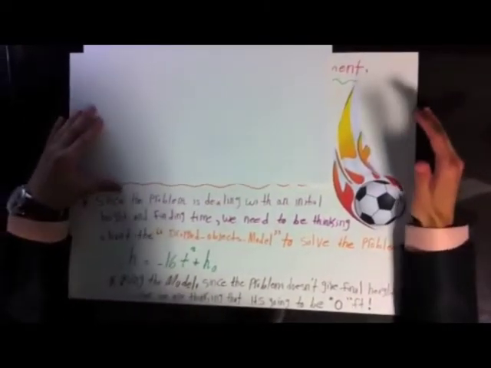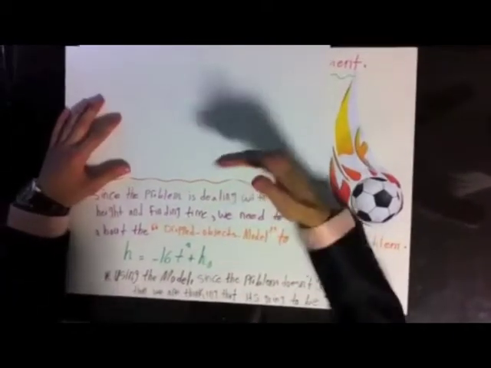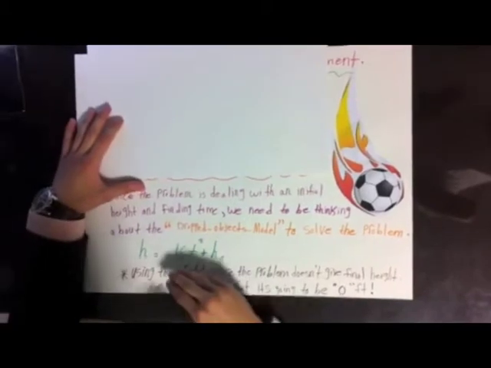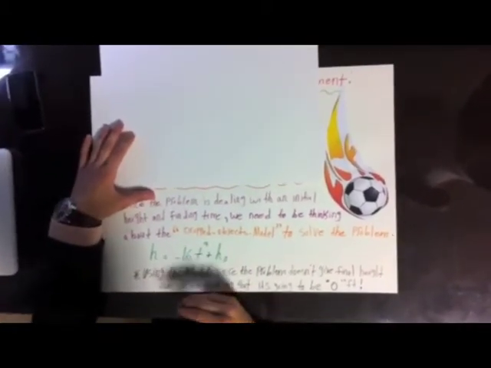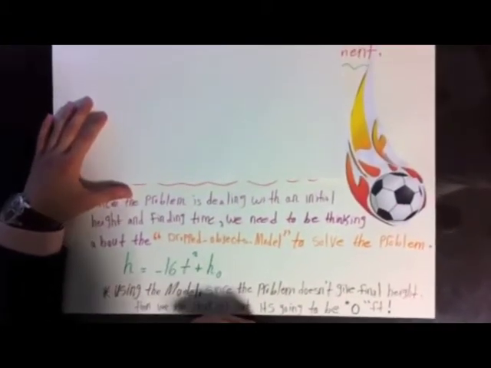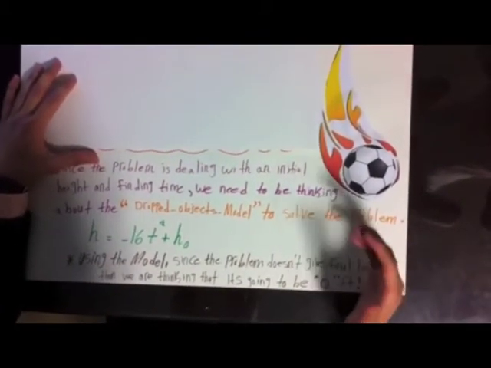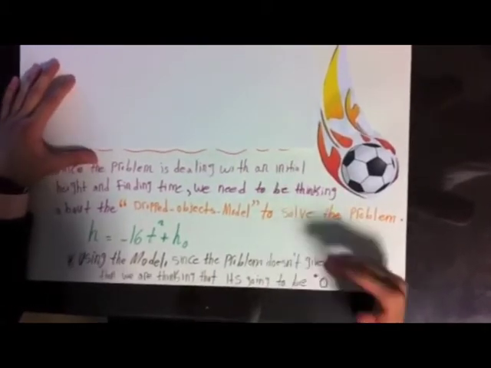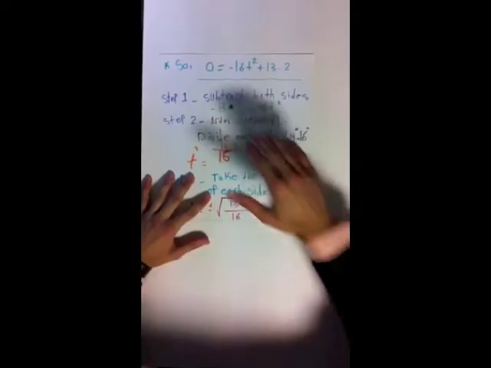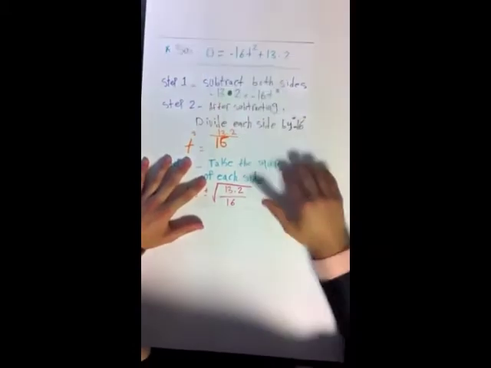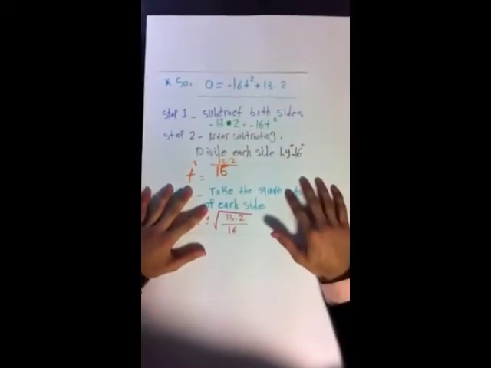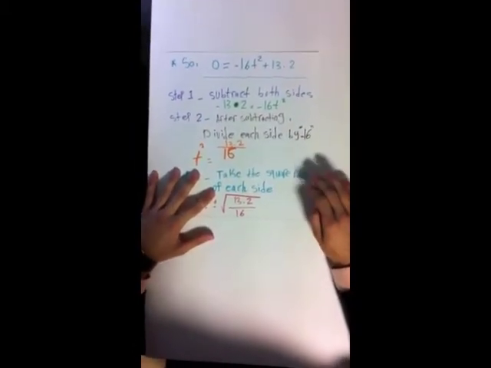Since the problem above is dealing with the initial height and finding time, we need to be thinking about the dropped objects model to solve the problem. We have here the model: h equals negative 16t squared plus h0. Using the model, since the problem doesn't give us a final height, we know it's going to be 0 feet. So, as we set up the problem, it's going to be 0 equals negative 16t squared plus 13.2.